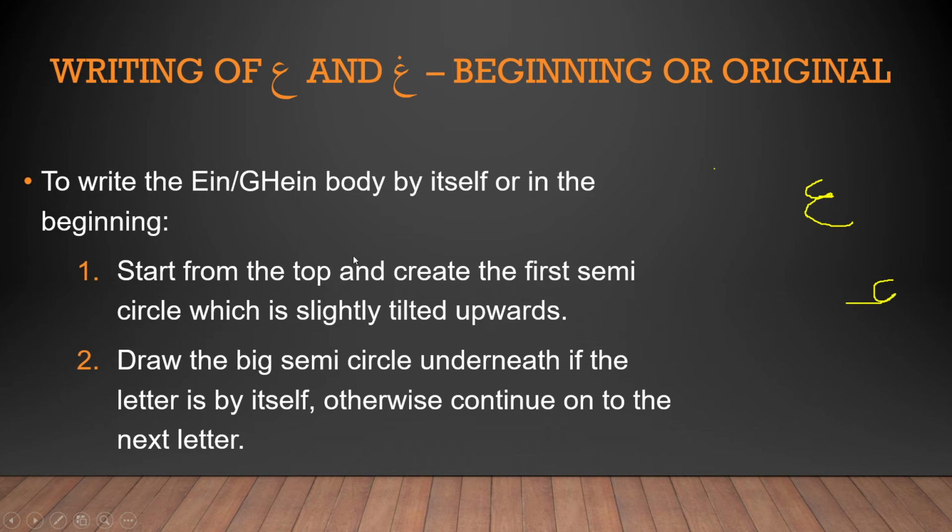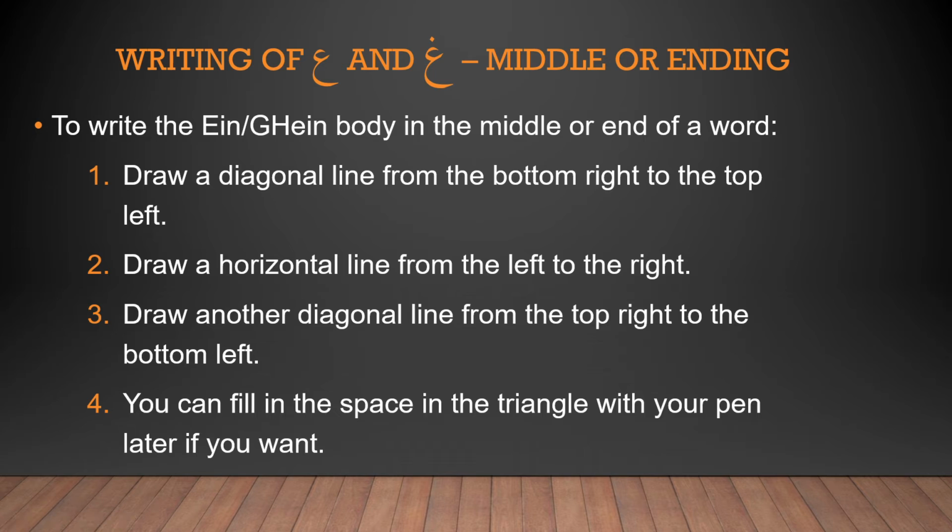Now similarly for GHien also, we draw the C and then we go downwards, and after that we have to put the dot. The dot is extremely important. Even in the beginning version, you draw the C, and then you go like this on to the next letter. Okay, so we saw how to write the beginning or the original form of Ein and GHien.